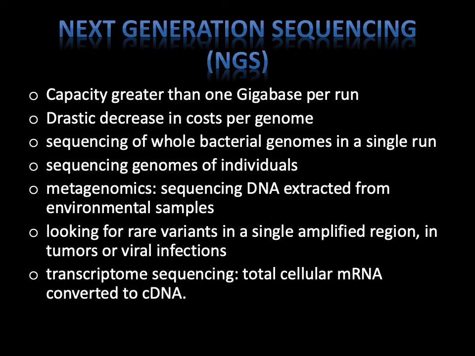Sequencing of whole bacterial genomes in a single run. You get sequencing of genomes of individuals. We can get information about metagenomics, which is sequencing of DNA extracted from environmental samples. And we're looking at rare variants in a single amplified region, in tumours or in viral infections. And transcriptome sequencing is total cellular messenger RNA, which is converted to cDNA.